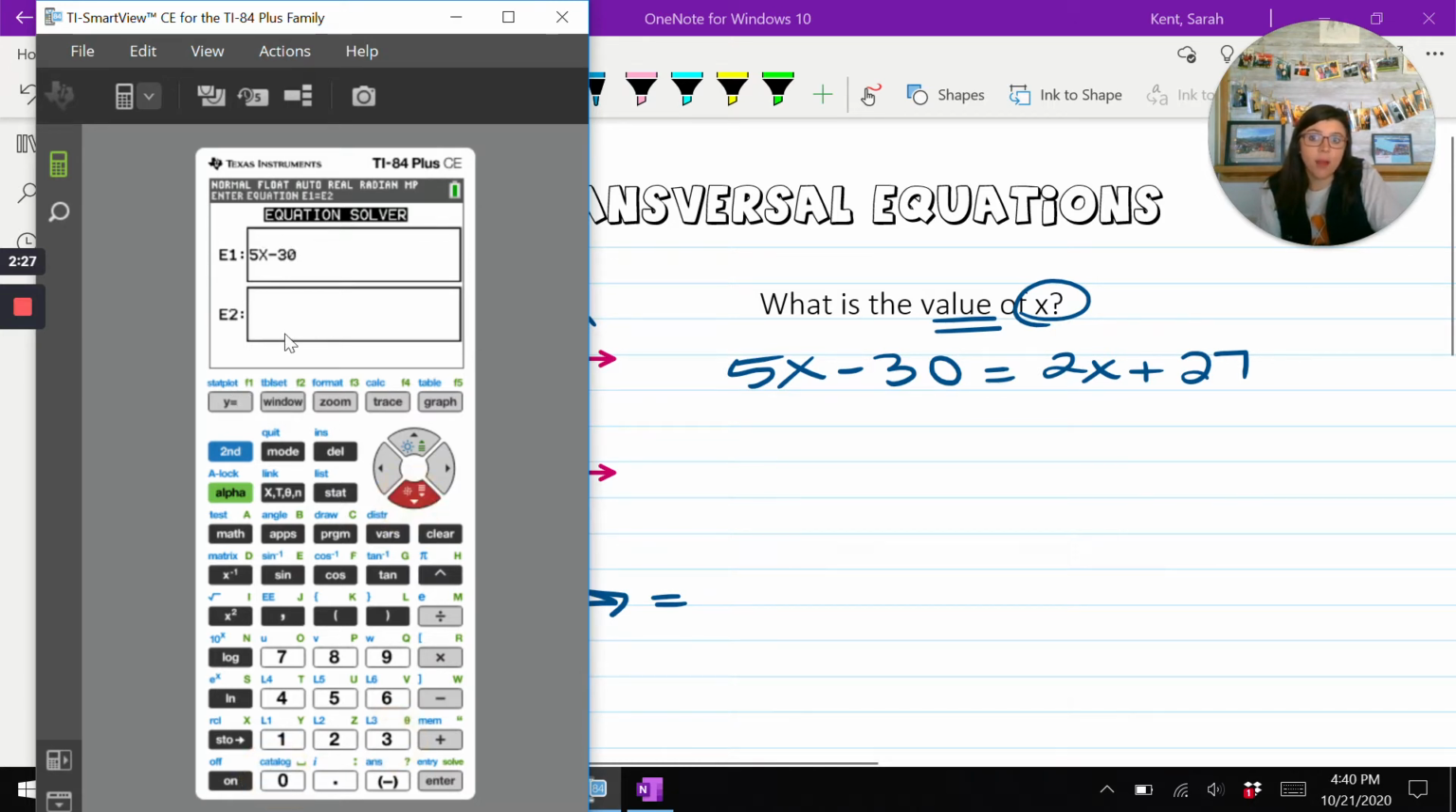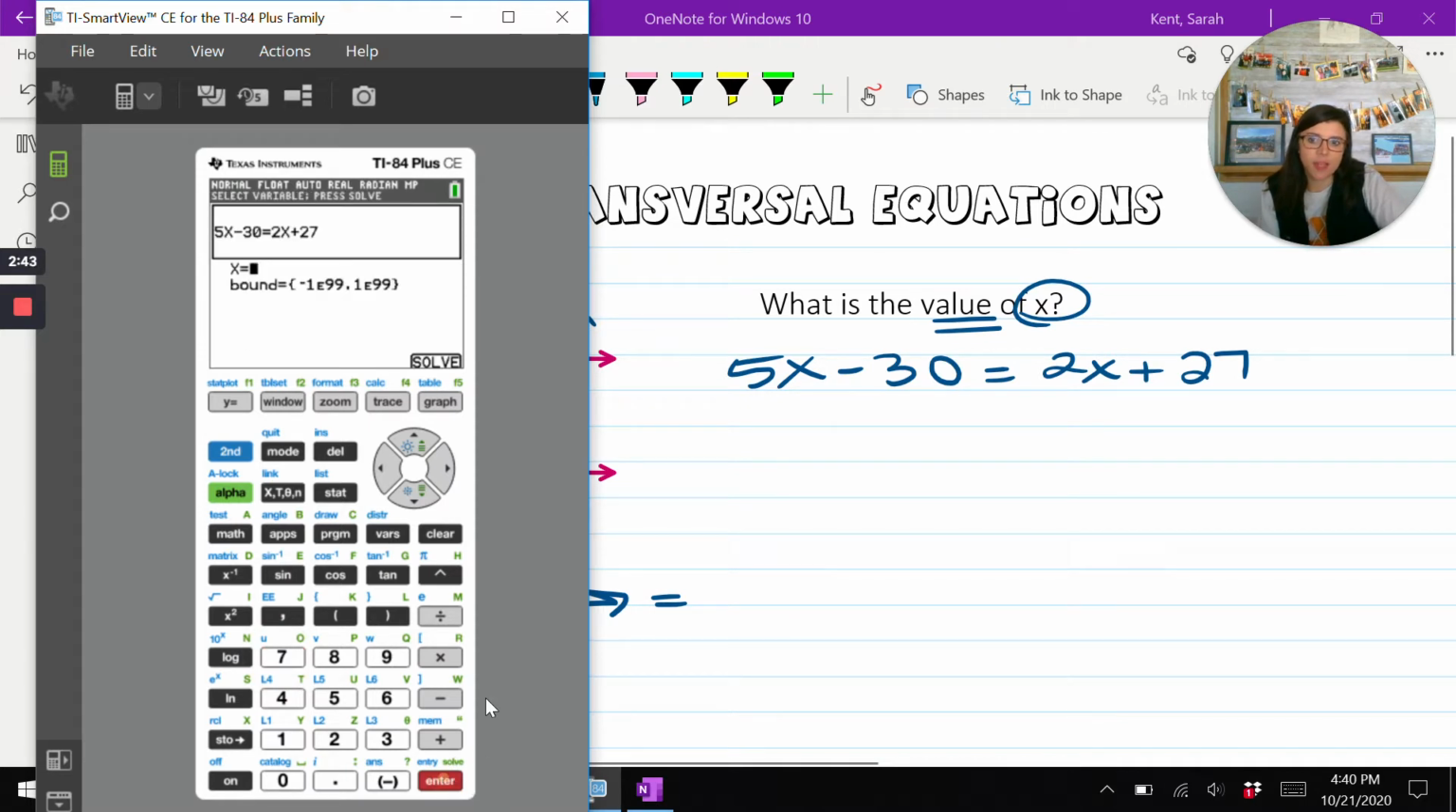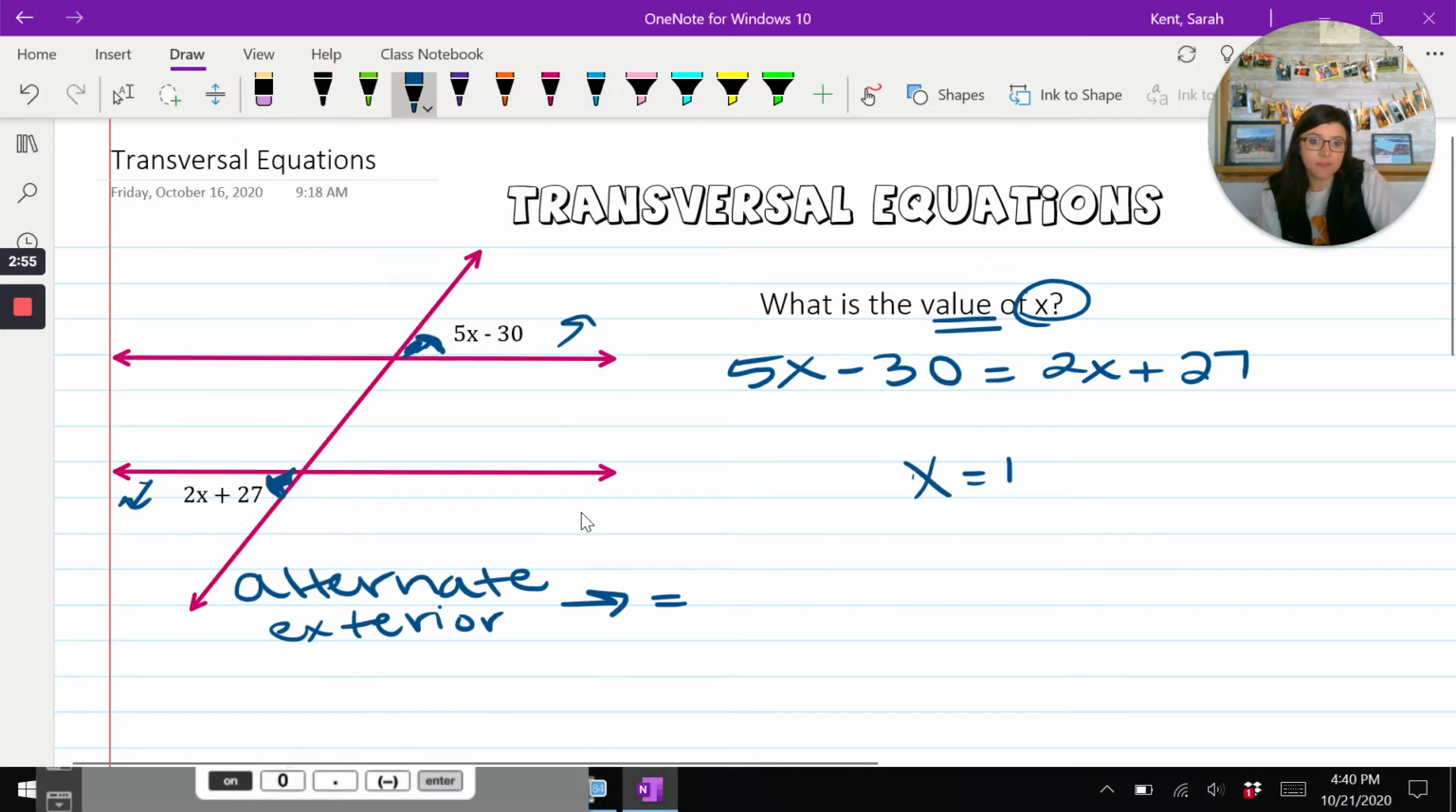And then on the bottom half, where it says E2, I'm going to put the other piece of the equation, this 2x plus 27. Then to get our answer, I can press Enter, and then I also need to press Alpha Graph to get my final answer. So here, x equals 19. And that's our final answer on this one because it just wanted the value of x.